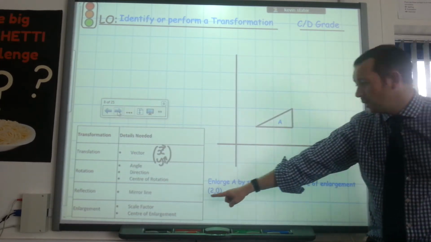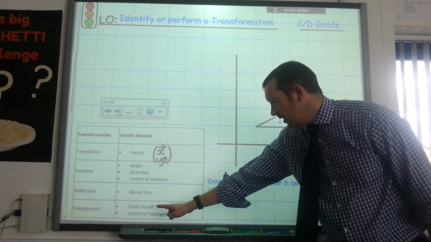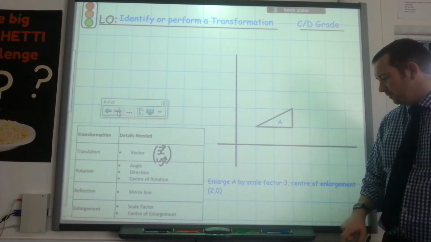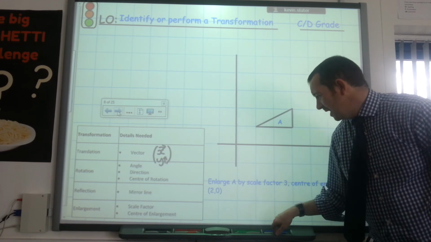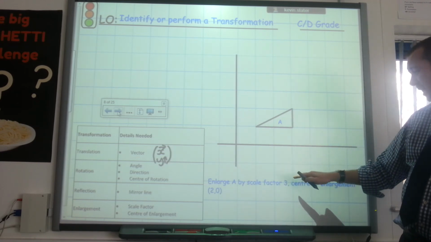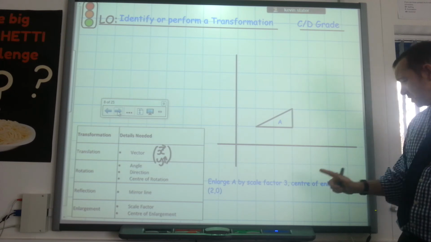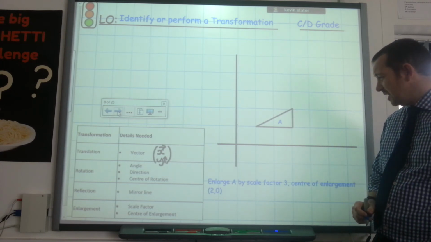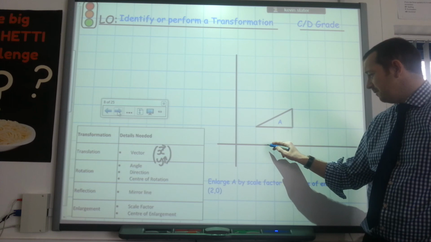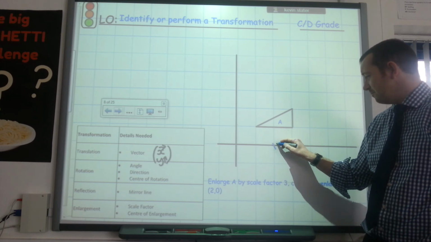This time we're on to enlargement, the last one, and with enlargement we need a scale factor and we need the centre of enlargement. I'm being asked here to enlarge A by the scale factor 3. That means every line is going to get 3 times bigger. Centre of enlargement's got to be 2, 0. Well, let's mark that first, that's the centre of enlargement, that's 2, 0 there.